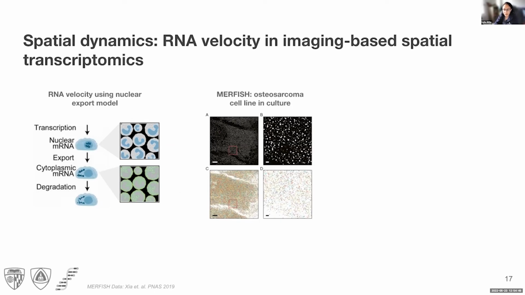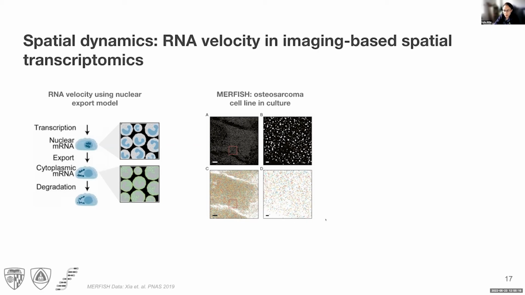Xia et al. applied this model to MERFISH data collected from an osteosarcoma cell line in culture and used it to infer RNA velocity. Here is an image, I think you might have seen this in one of the prior talks, that they collected, and each one of these spots is showing one single RNA molecule. Below here, each of the spots is pseudo-colored according to what gene that RNA spot corresponds to.